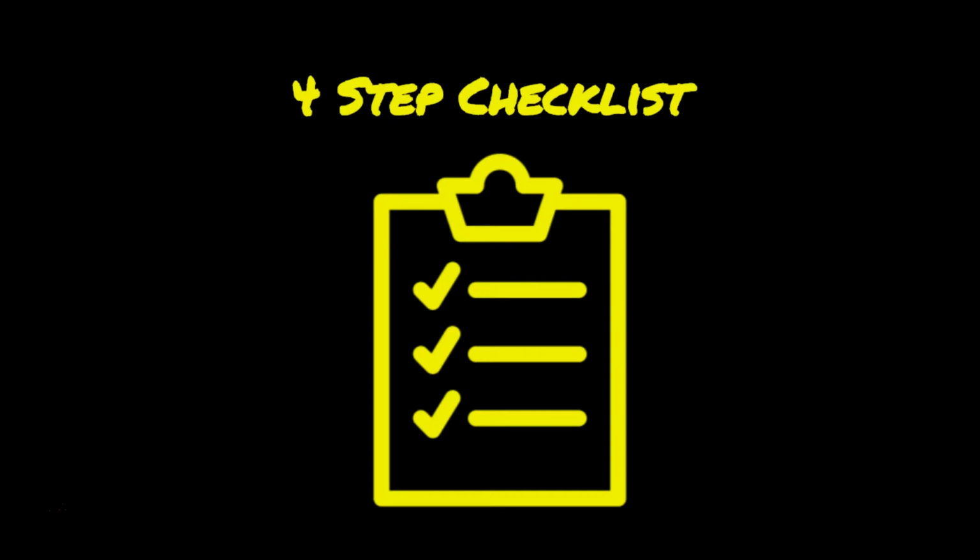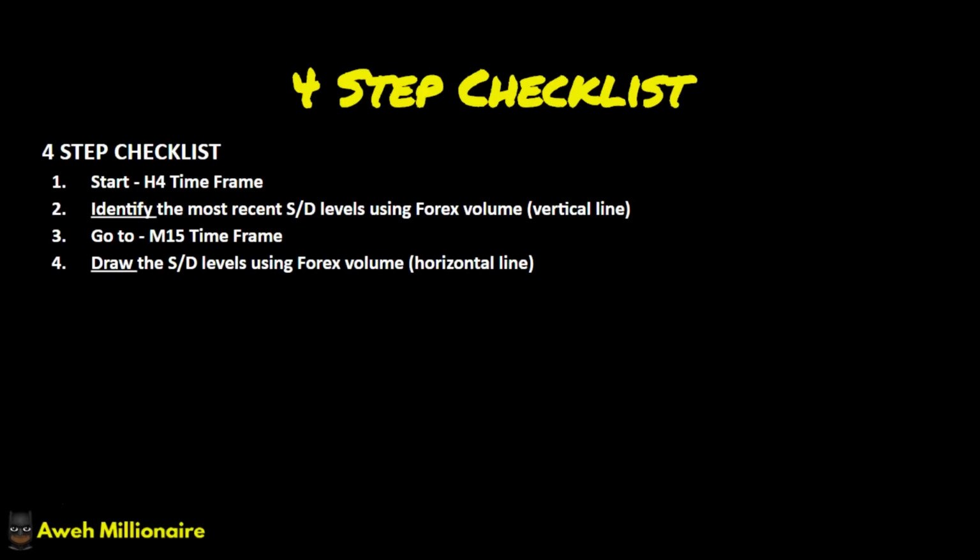Now, let's go into the 4-step process. Okay, this is the 4-step checklist that you always want to make sure you are following. Okay, this is a systematic step-by-step process for you to be able to identify and to draw the supply and demand levels. Very simple steps, but you need to follow them in the systematic process. What are the steps? The steps are as follows.